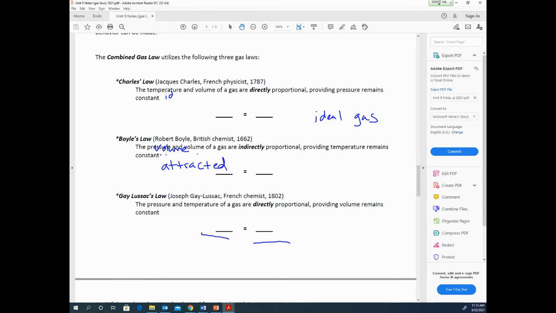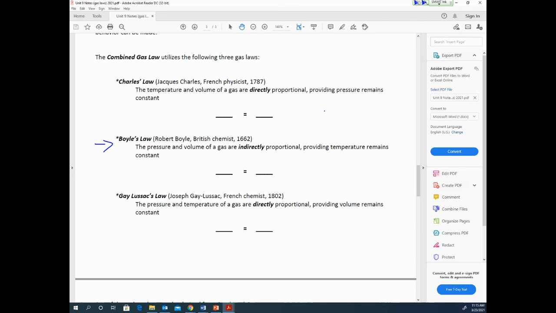Scrolling down. So the combined gas law utilizes these three laws, Charles' law, Boyle's law, and Gay-Lussac's. Now, we're only going to do Boyle's law today. That's the only one we're going to cover. I'm going to do one practice problem that's down below it. Tomorrow we'll do Charles. The next day we'll do Gay-Lussac. I'm just going to break it down piece by piece so that you can slowly learn how to put these pieces together.